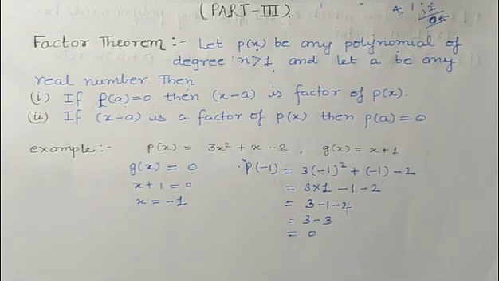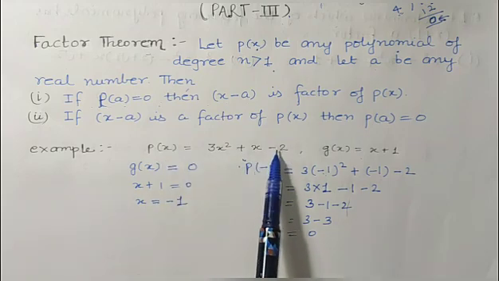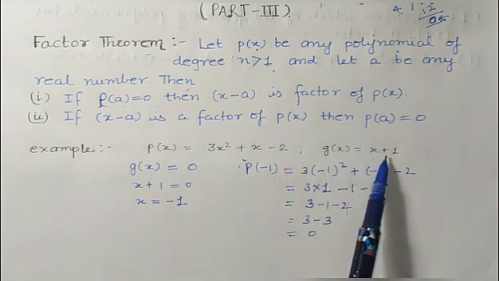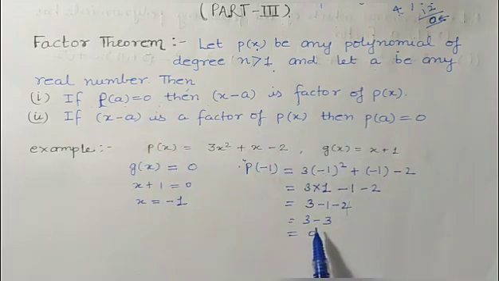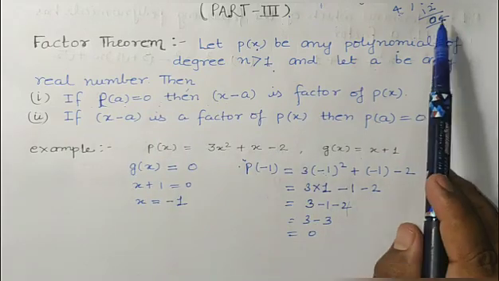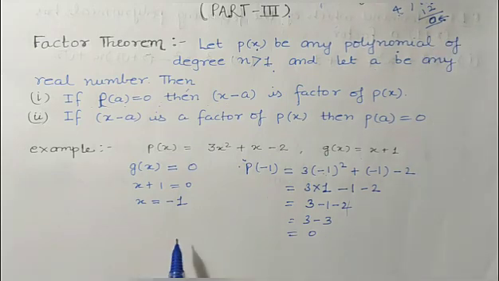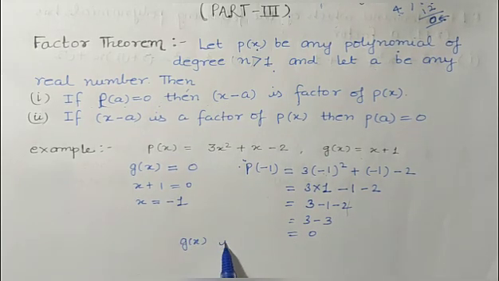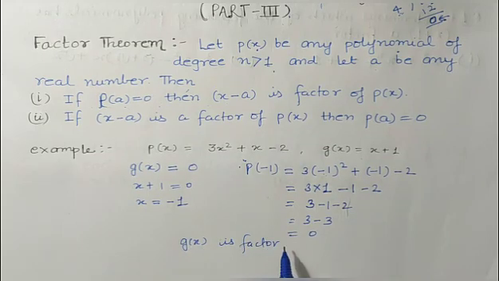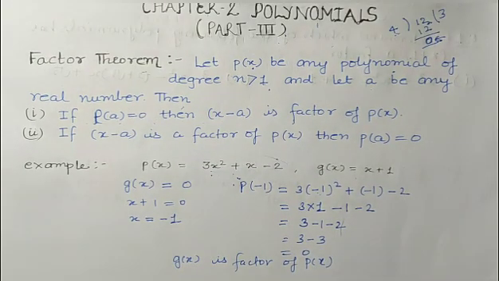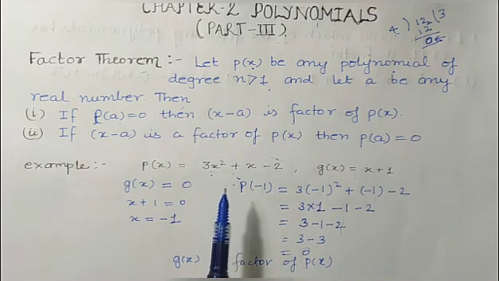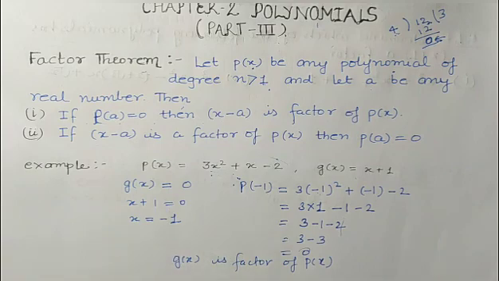So here you can see that when we found the remainder of this polynomial when it is divided by this polynomial, the remainder is 0. So if the remainder is 0 like this, you can say that g(x) is a factor of p(x). So remember this point, students: whenever you get the remainder as 0, you can say that the divisor is a factor of the dividend. If you want to note it down, just pause the video and note it down.